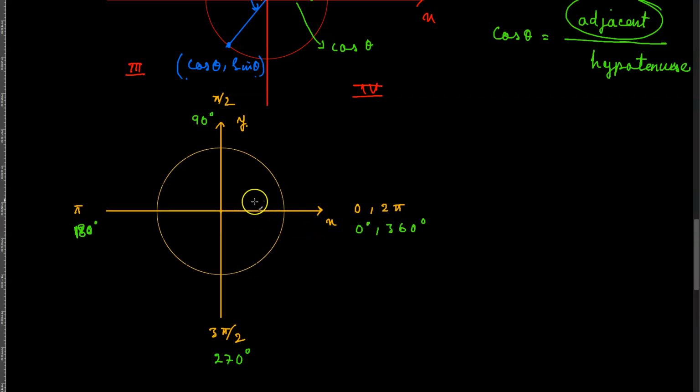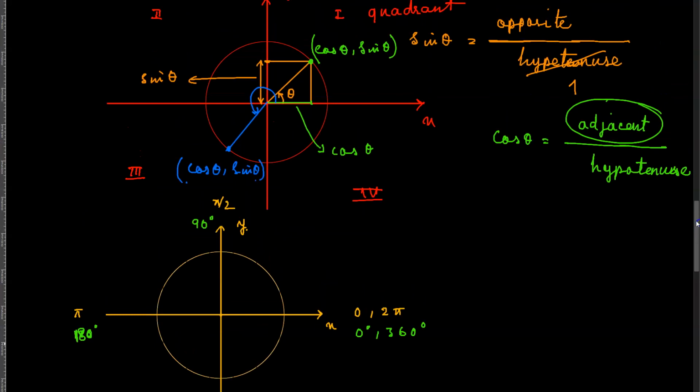Now, what happens is that we said that if you have some angle over here, let's say that you have this angle over here in this circle, we said that this point on the circle becomes basically cos theta, sine theta, right? The coordinates of this point become cos theta and sine theta, meaning that you always read the sine theta off of the vertical axis, and cos theta you always read off of the horizontal axis.